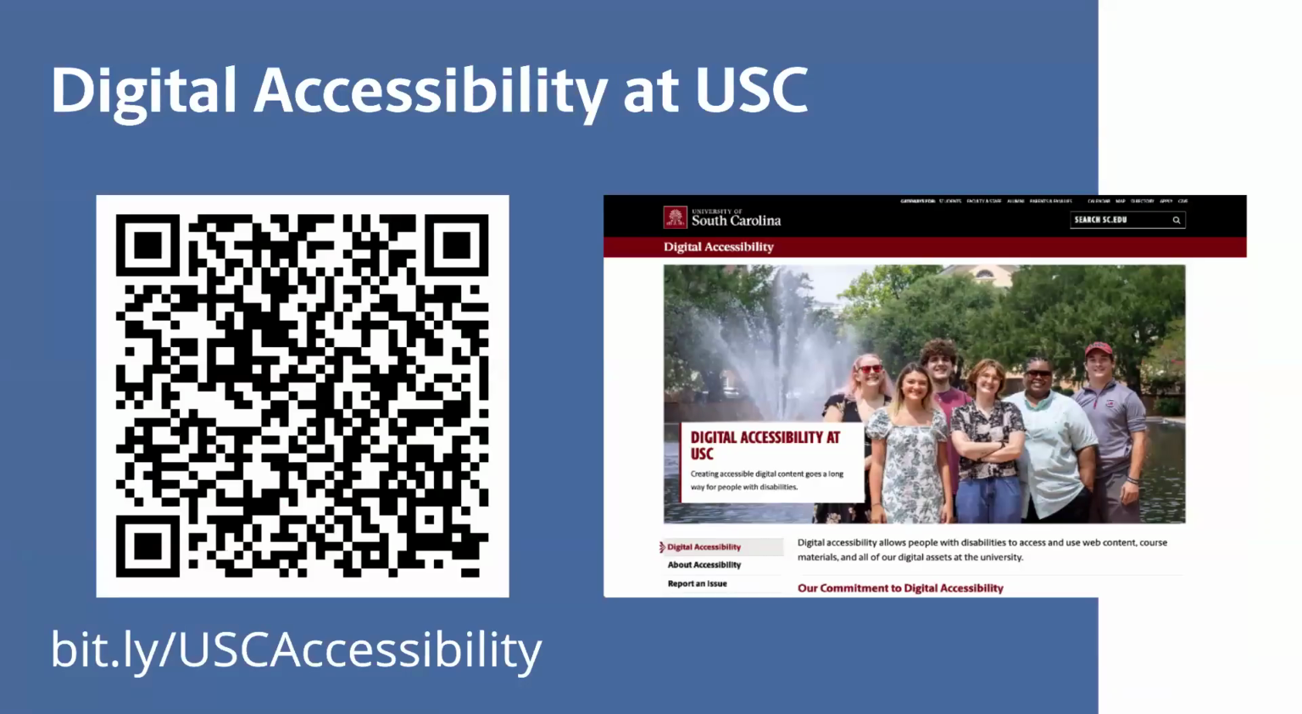I'm going to leave this on the screen here for just 1 second while I pull up Panopto to show everyone. But you can scan this QR code and it will take you to the digital accessibility page here at USC. They have some phenomenal resources. Please, I encourage you to look through their page and see what might be beneficial for you.